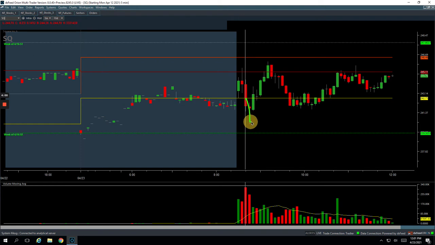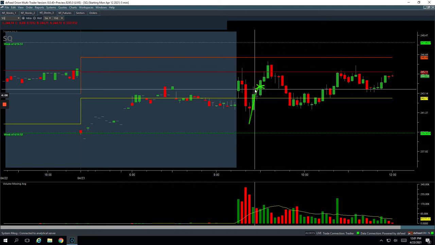Got out of half. I was trying to get out of more, about right down there. It never quite got there, and then it just ripped higher. So when it really started to push higher, I cut out of my last piece.